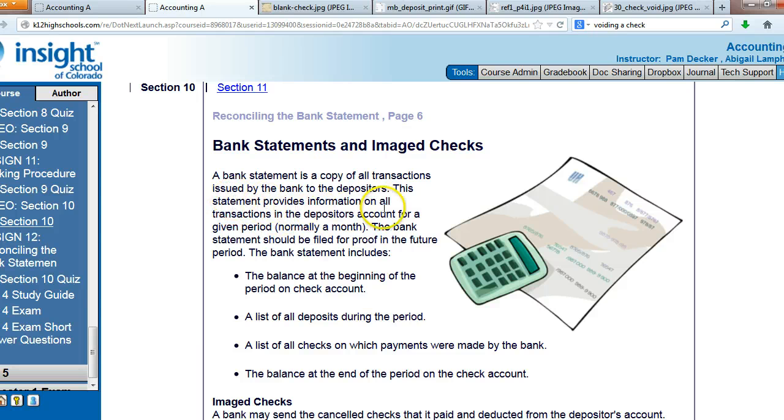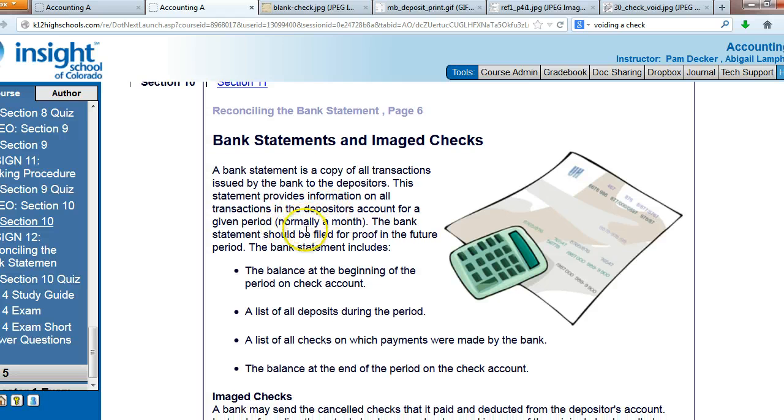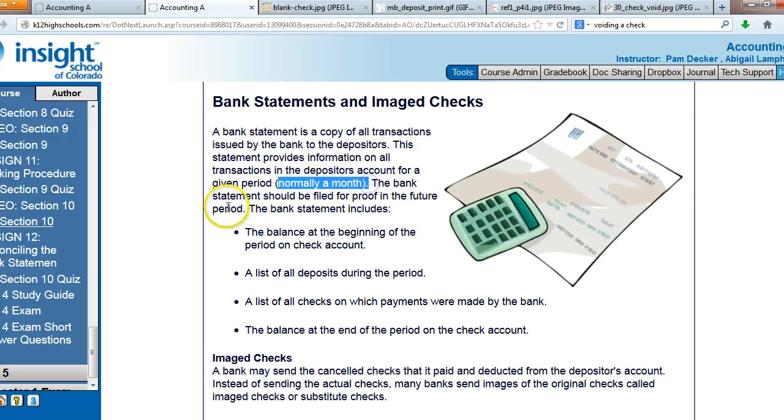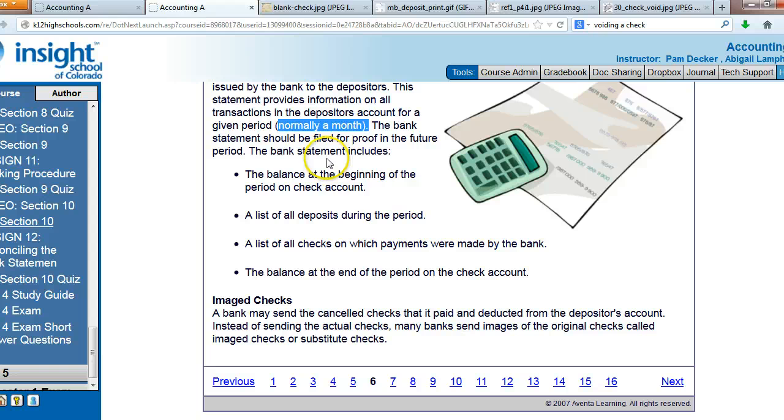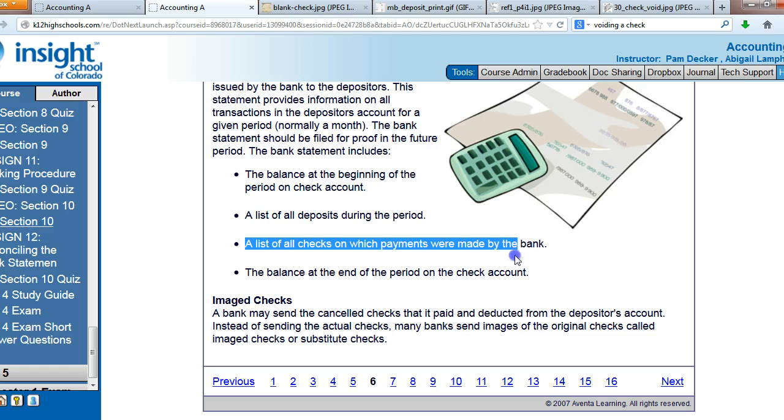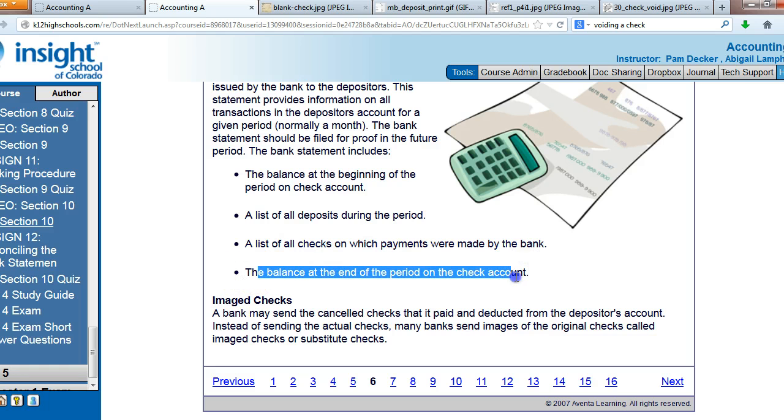This statement provides information on all transactions in the depositor's account for a given period. Usually, like I said, it's a month. And the bank statement should be filed for proof in a future period. The bank statement includes the balance at the beginning of the period on the checking account, a list of all deposits, a list of all checks on which payments were made, and the balance at the end of the month.